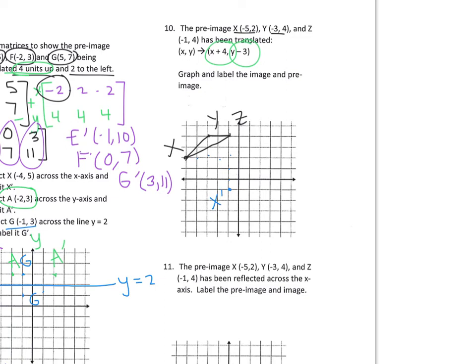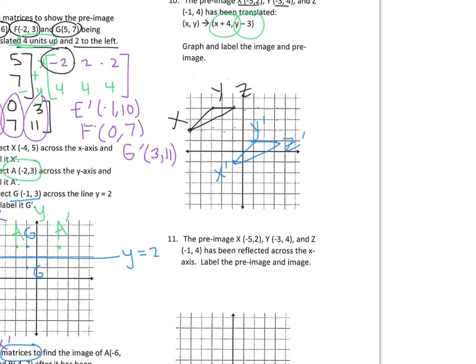So this is X prime. 1, 2, 3, 4, 1, 2, 3. This is Y prime. 1, 2, 3, 4, 1, 2, 3. That's Z prime. Make sure you're labeling your primes too. It should be the exact same shape, exact same size, because it's an isometry.